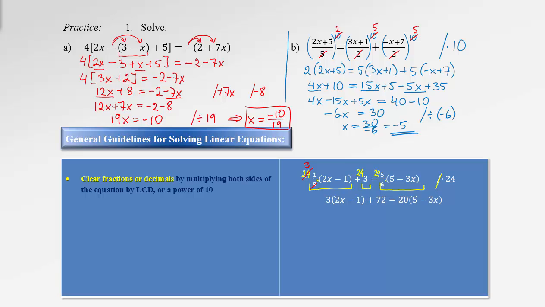The second term will simply multiply. 24 times 3 is 72. And finally, the last term on the right-hand side, again, we can reduce 24 with 6 first. That leaves us with 4. And this 4 will have to be multiplied by 5. So altogether it is 20 times the bracket.